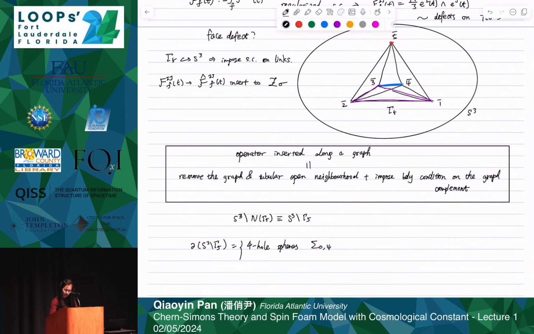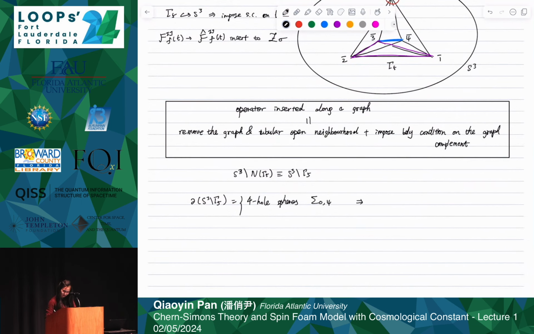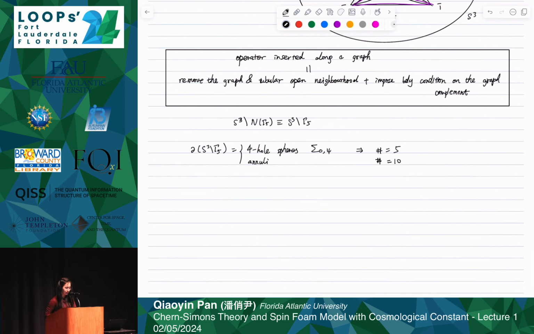For example, I can remove one node, and because there are four links connected to this node, it becomes a four-hole sphere. And I have five nodes. I remove five nodes, then the number of four-hole spheres on the boundary of this three manifold is 5. And another kind is the annuli. This is created by removing a link of the graph. For example, this link, I remove it, then the boundary becomes an annulus. I have 10 links, so I have 10 annuli on the boundary.